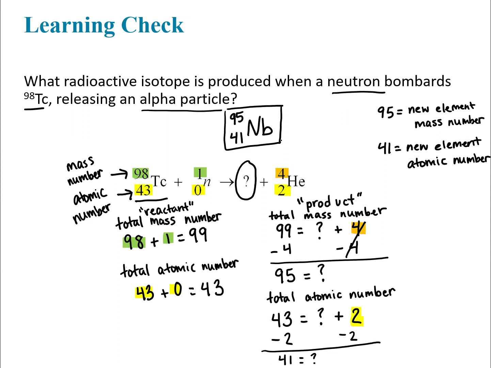What I want you to see that's constant with all of these balancing questions is that the mass number and the atomic number on one side of the equation, if you total both of those up, it'll always be the same on the other side. That's how you can learn what the new element is.